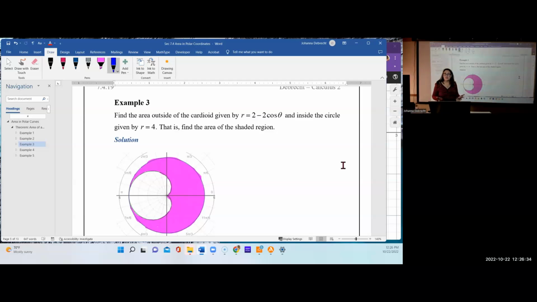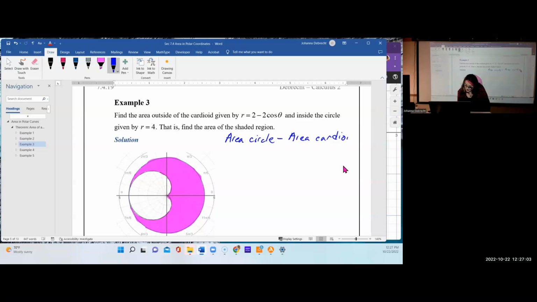So how would we find this out? Well, the easiest thing to do is find the area inside the circle, which would be all of it, and then find the area inside the cardioid, and then subtract the area of the circle minus the area of the cardioid, and that should give us the area that we're looking for. So we're going to actually compute the area of the circle minus the area of the cardioid.